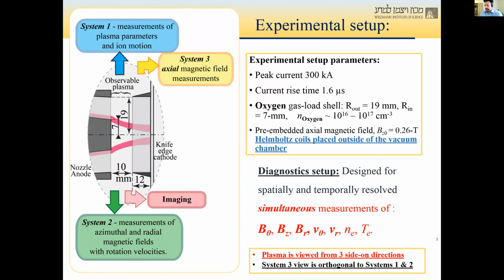In this slide, I'm showing the experimental details of the experiment. The spectroscopic diagnostics setup is unique because we are using 3 spectroscopic systems to look at the plasma from 3 different radial directions with high spatial, spectral, and temporal resolutions. We can simultaneously measure 6 quantities, which are denoted here. So we can measure all 3 spatial components of the magnetic field: azimuthal, axial, and radial. We can measure the azimuthal velocity v theta, the implosion velocity VR, and also we can measure plasma parameters.